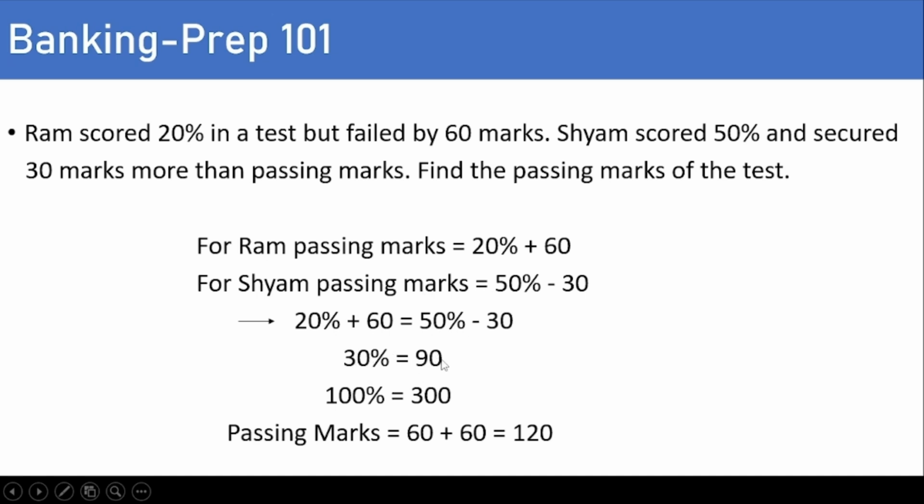So 30% corresponds to 90. And from this we can find out the total marks of the test. 30% of the total is 90, so 100% is 300. And we have to find out the passing marks of the test. We can take either Ram or Sham to find out the passing marks. I am taking Ram. So total marks of the test is 300, and 20% of 300 is 60, and add 60 again to it, and we find the passing marks is 120. So in this way we can solve the question in a fast way for the bank exam.